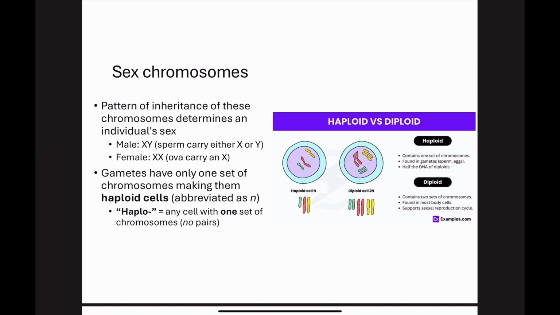Our sex chromosomes, again: when we have a male, we have XY, and a sperm is going to carry either X or Y. When we have a female, they are XX, and their egg or ovum is always going to carry an X chromosome. When we are talking about our sex cells, we are talking about haploid cells, abbreviated as N. They only have one set of chromosomes. There are no pairs. So our gametes are always haploid and our somatic cells are always diploid.